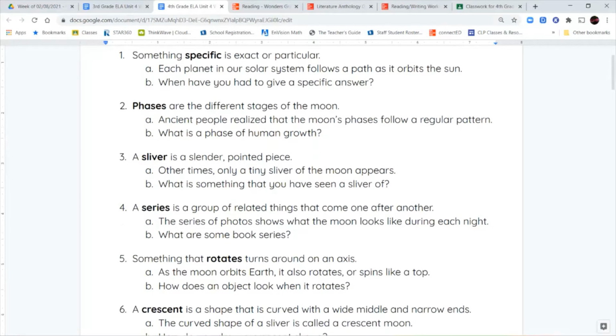Our story last week was also related to the moon. This week, our story will be related to the moon as well.